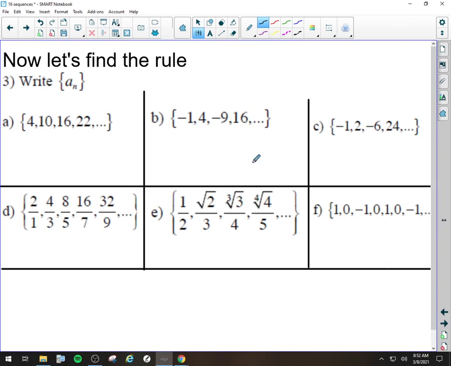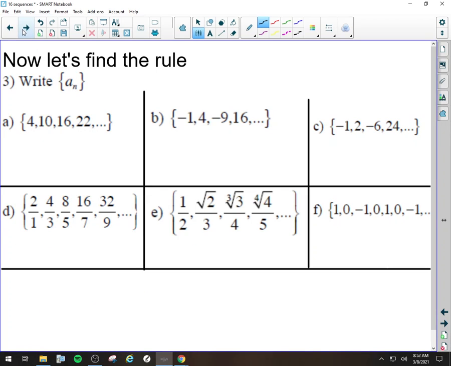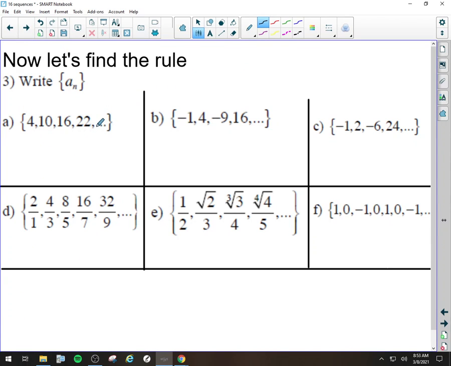All right, let's keep going. Now we're going to find the rule, and this is a little bit trickier. Instead of plugging things in, we're trying to find some kind of rule, and finding it recursively is sometimes easier than finding what we would call the explicit formula. Wait, did I just say explicit both times? Good. Finding the explicit formula is the hard way to do it. Finding a recursive formula is a little bit easier a lot of the time. Sometimes you'll be asked for a recursive rule, sometimes you'll be asked for the explicit rule.